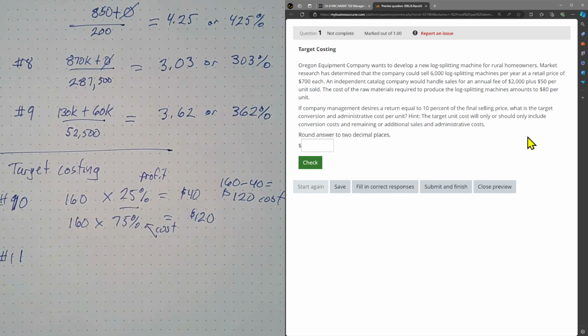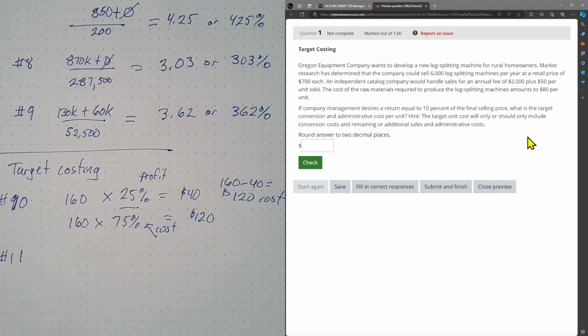Market research has determined we can sell 6,000 log splitting machines per year at a retail price of $700 each. An independent catalog company will handle sales for an annual fee of $2,000 plus $50 per unit sold. The cost of raw materials to produce the log splitting machine amounts to $80 per unit. If the company desires a profit return equal to 10% of the final selling price, what is the target conversion cost?